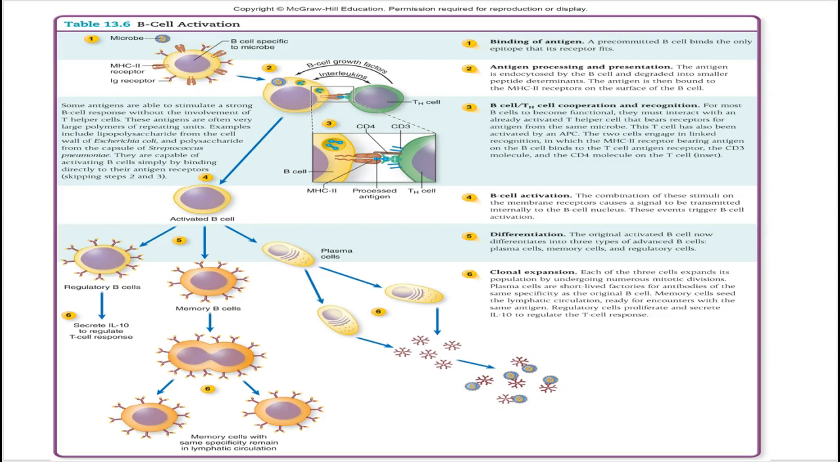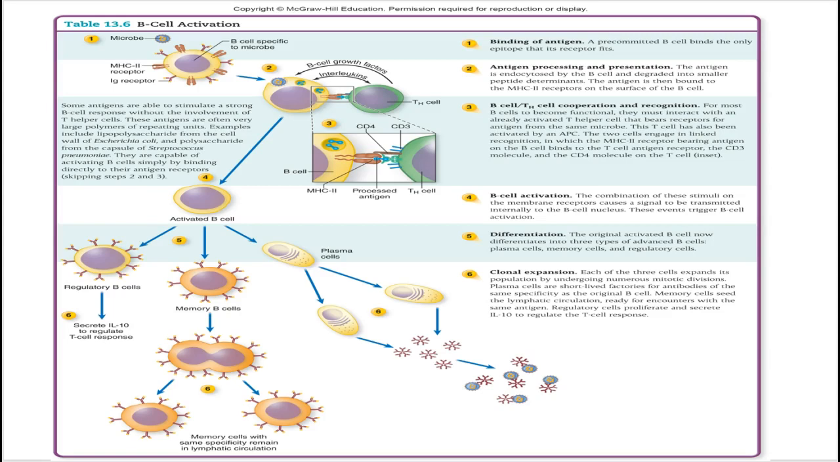So we're going to start by looking at this diagram from your text. It can be found on page 364, and this illustrates B cell activation. So at the same time that T cells are being activated, we also have B cells that are being activated. And there are a number of steps in this process.